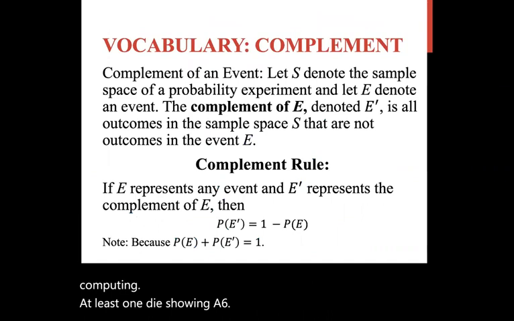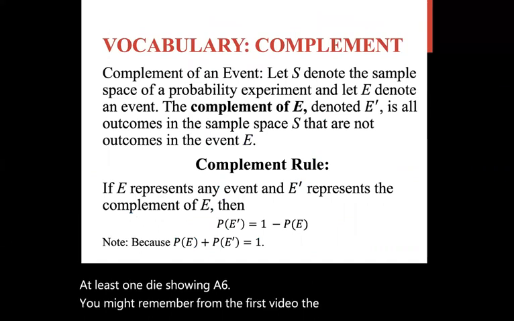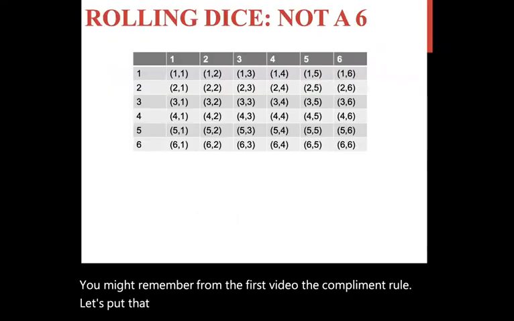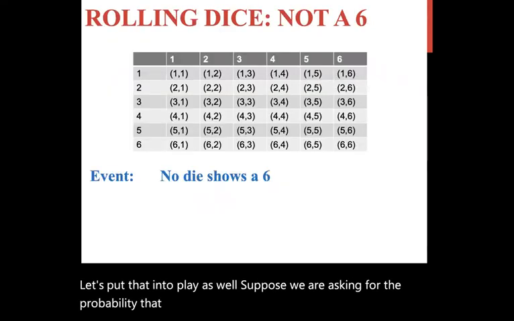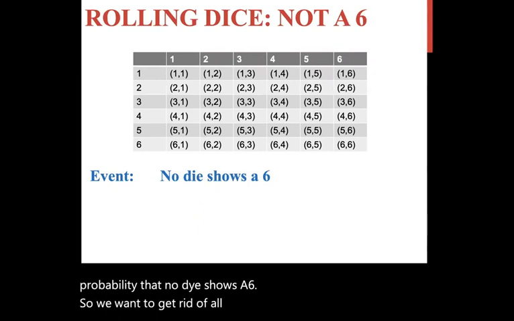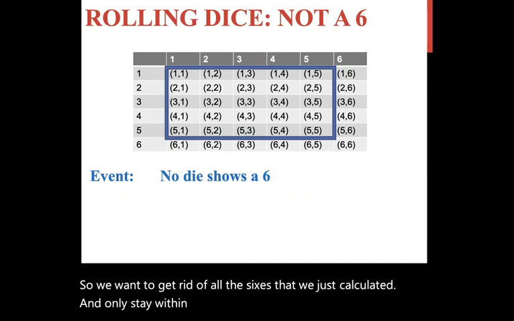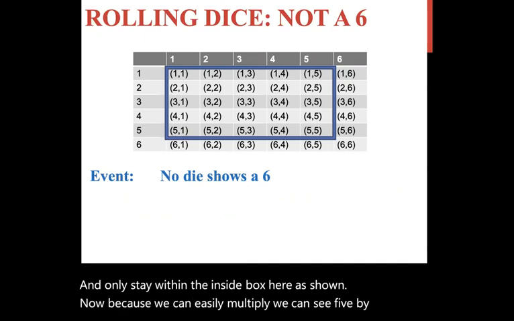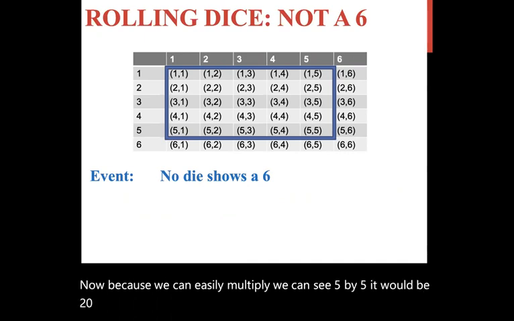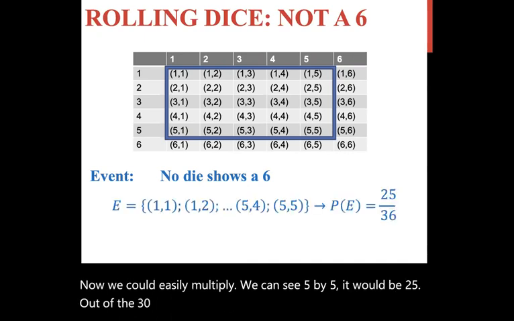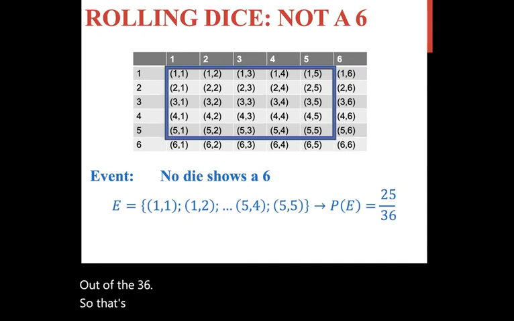Now, you might remember the complement rule from the first video. Let's put that into play as well. Suppose we are asking for the probability that no die shows a 6. So we want to get rid of all the 6s that we just calculated and only stay within the inside box here as shown. Because we could easily multiply, 5 by 5, it would be 25 out of the 36. So that's a pretty quick way to do it.